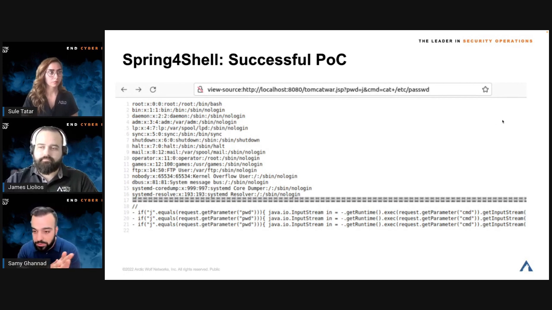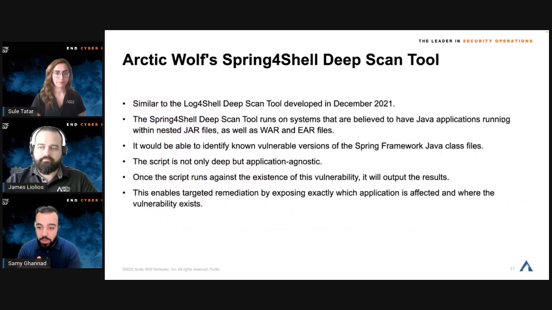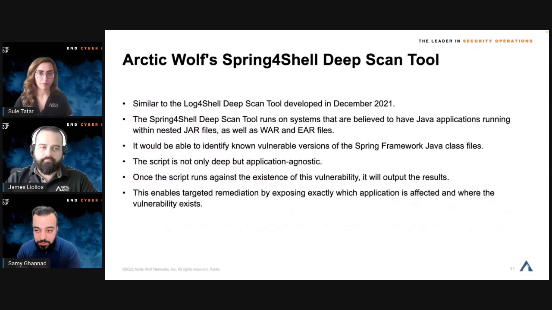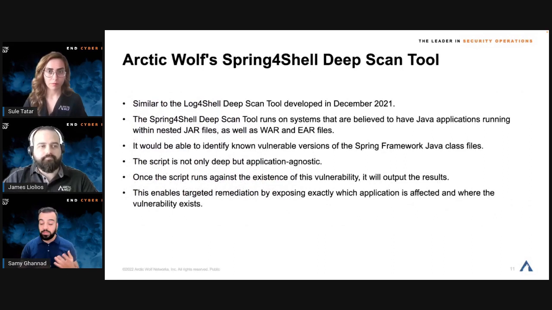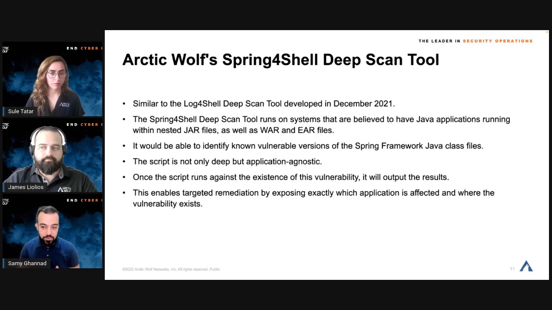Can we go to the next slide, please? Okay, so we do have a deep scan tool that you can use to assess your systems. It basically looks for all jar, war and ear files, and gives you a list of all the applications that are vulnerable. It's application agnostic, and it's available on GitHub, open source, and free for everybody to use. We do have a demo of the script.